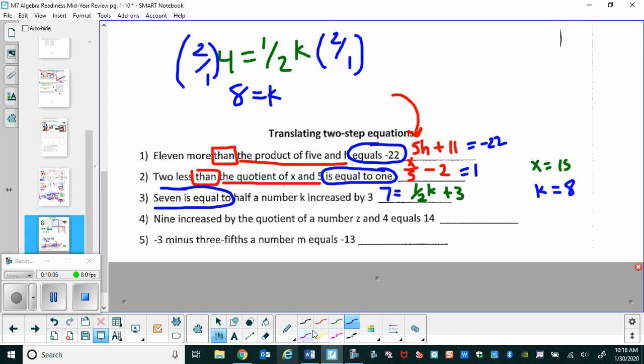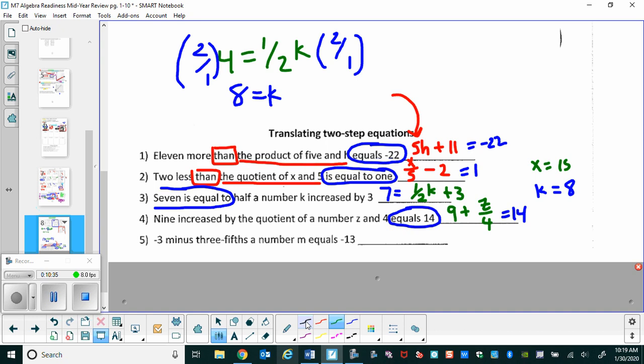All right, and now we're on number 4. So we've got that 9 is going to get increased by the quotient of z and 4, and that equals 14. So we've got equals 14 taken care of. Boom. And now 9 increased by the quotient of, so 9 increased by, and then z over 4. Notice these problems in green don't have a "than." The ones that have a "than" I did in red.